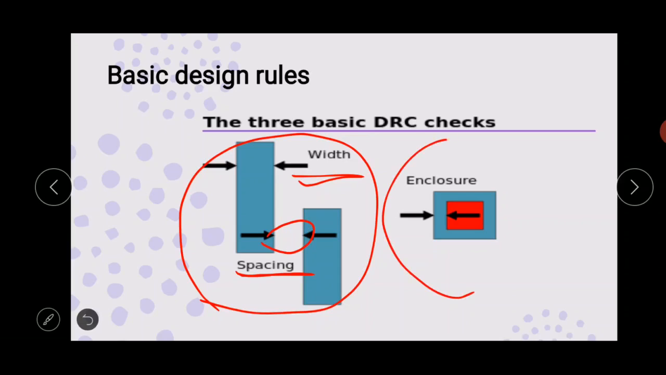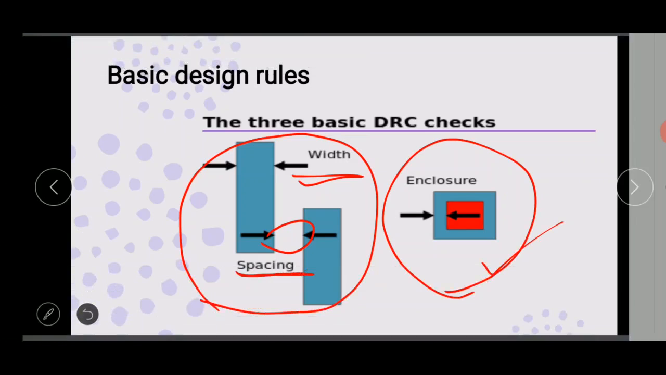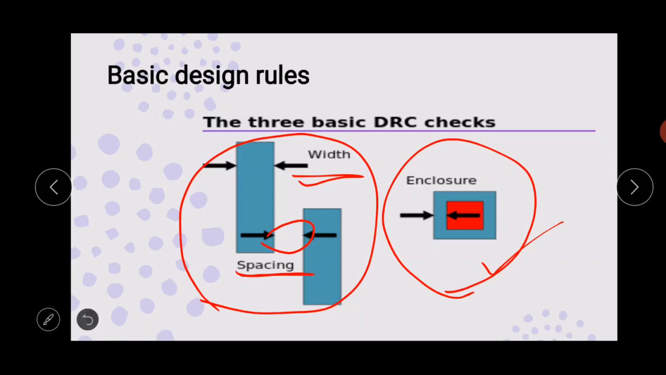Then this part is a two-layer rule. A two-layer rule specifies a relationship that must exist between two layers. For example, an enclosure rule might specify that one object of one type, such as a contact, must be covered with some additional margin by a metal layer.